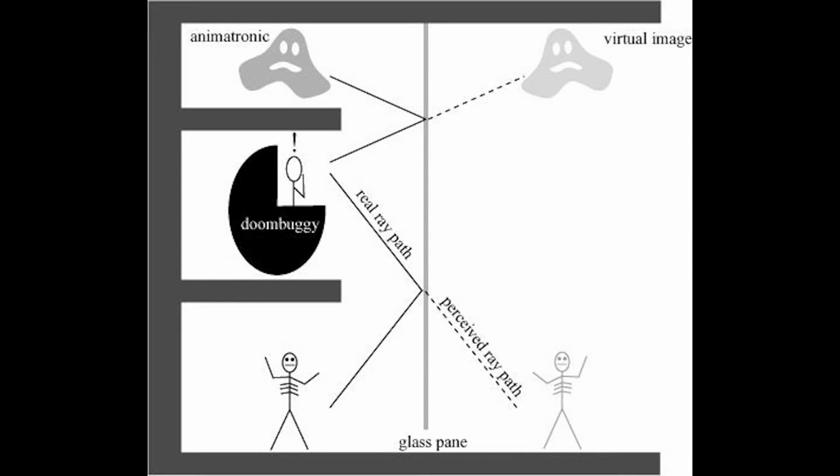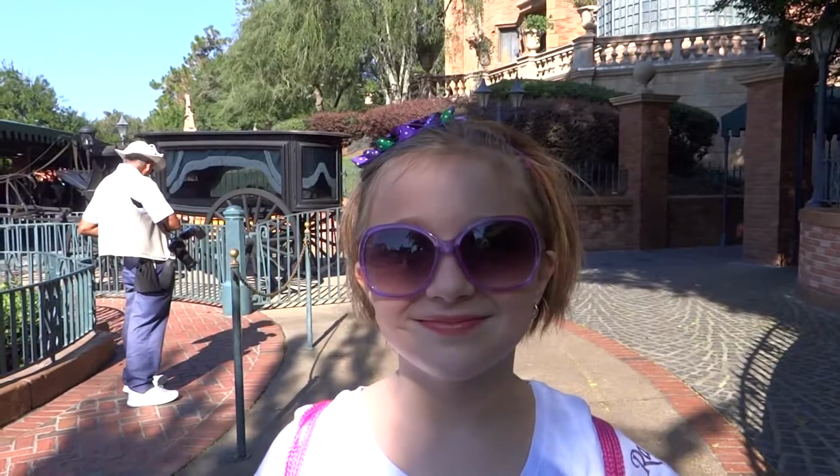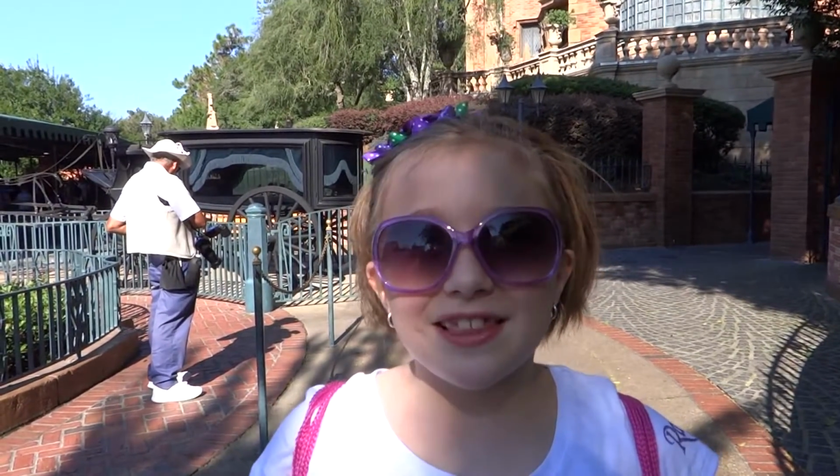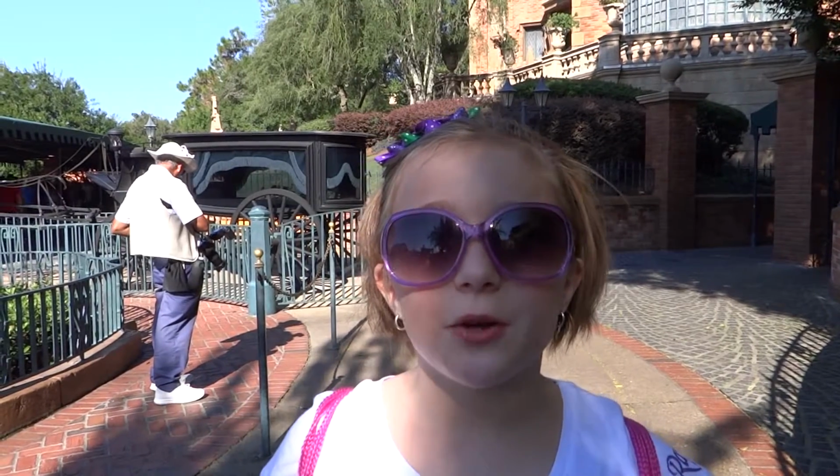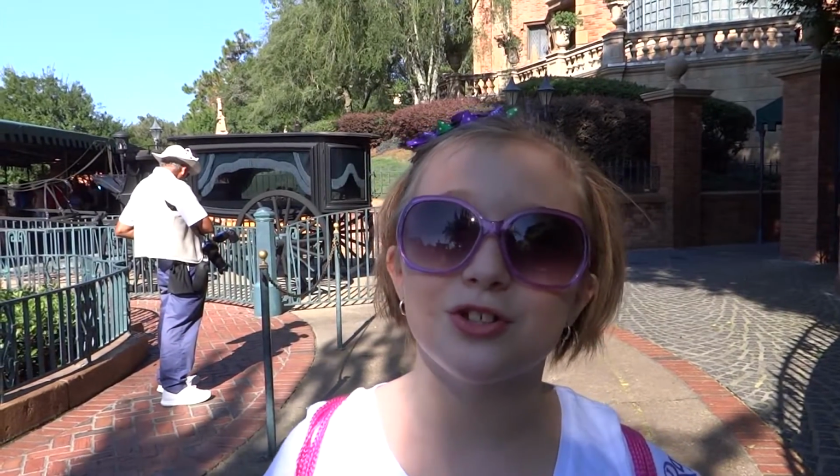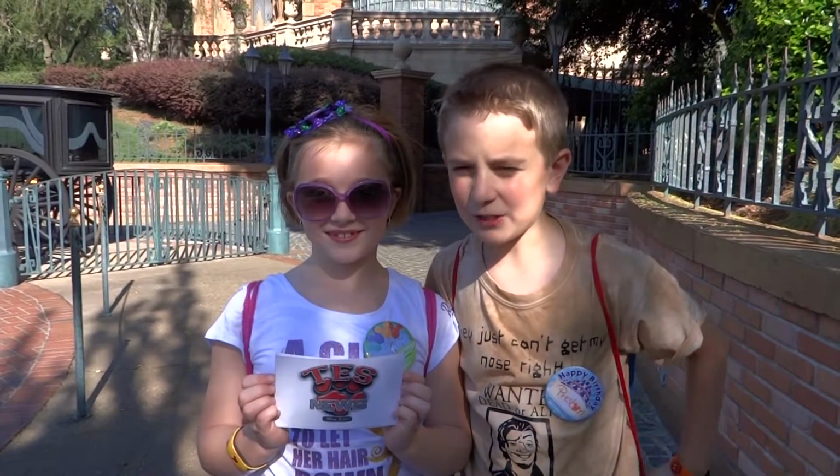The object you want to show as a ghost is out of sight. You put the glass where you want the ghost to appear. When the light hits the ghostly object, it reflects the 3D image onto the glass. Enough talking, Taylor. Let's go check it out for ourselves.